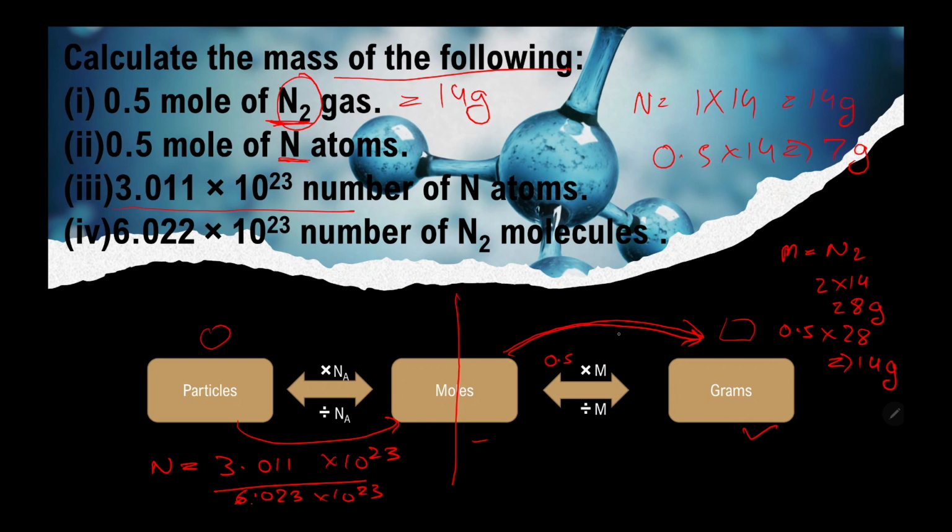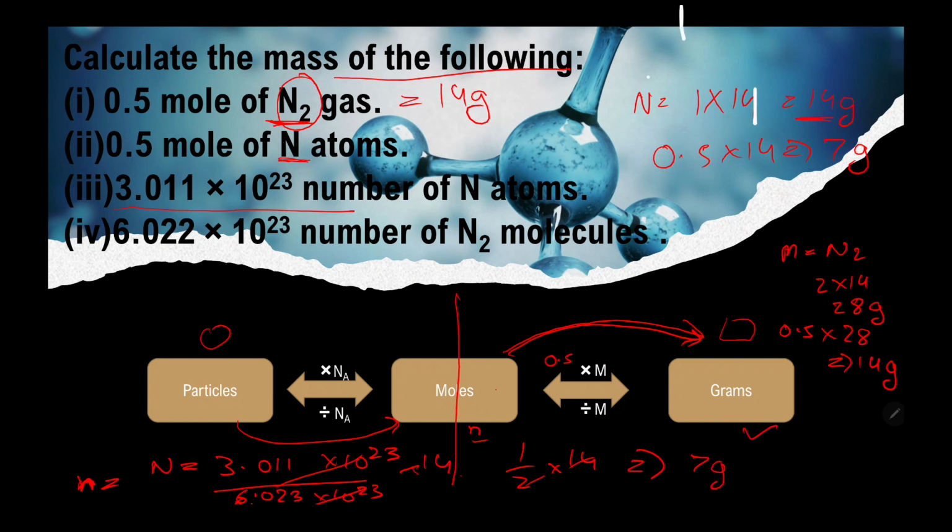In the next step, this will give you the number of moles, which you can represent with small n. From moles, if you have to go to grams, you have to multiply that with the molar mass. What is the molar mass of N atoms? We have just calculated that. That is 14 grams, so this is 1 by 2 into 14. The answer is 7 grams.